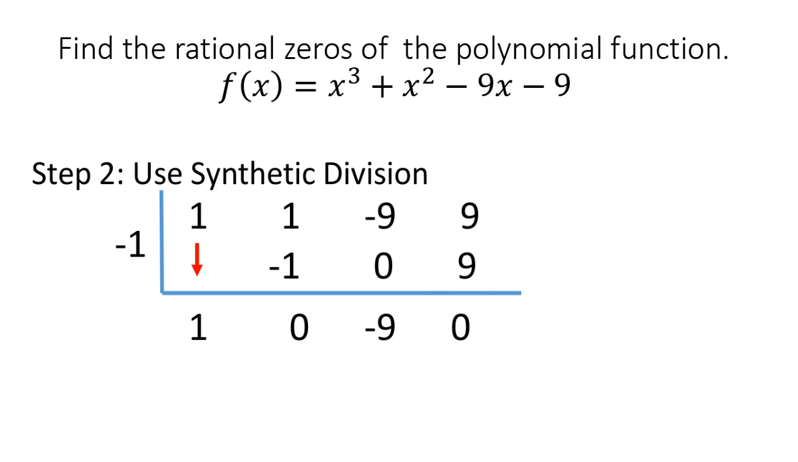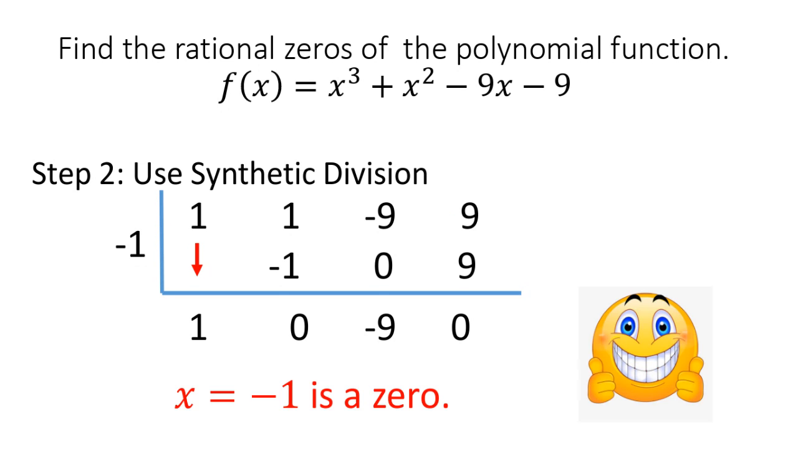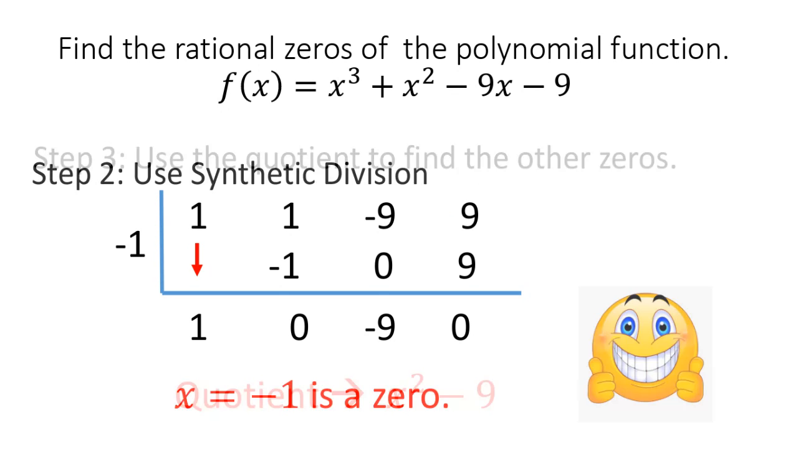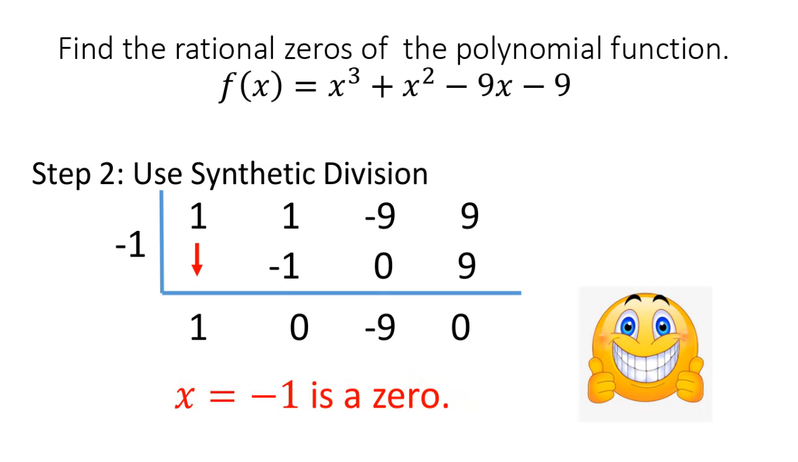Positive 9. But remember that I have a mistake here, right? This should be a -9. So what is -9 plus 9? We get 0. So is that going to make us happy? Yes, right? We wanted to get this 0 down here because that tells me that x equals -1 is actually a 0.